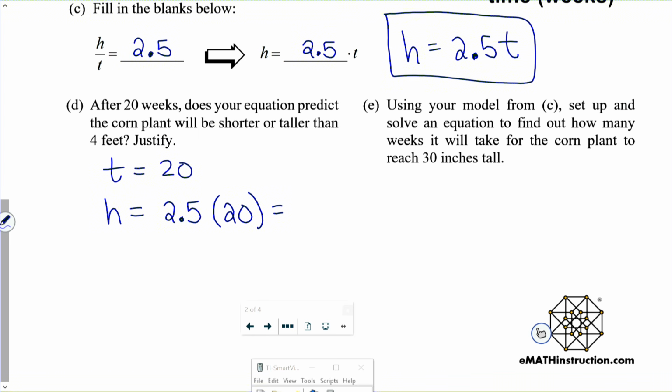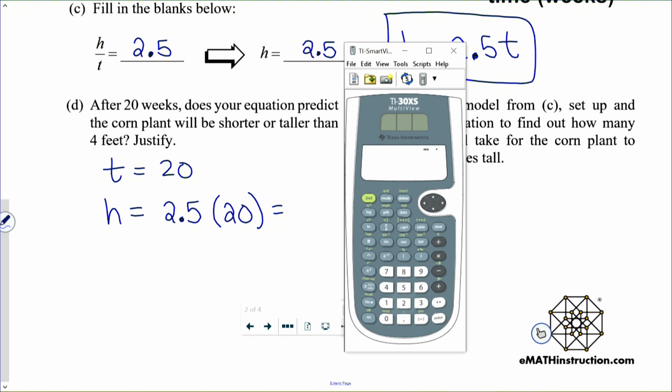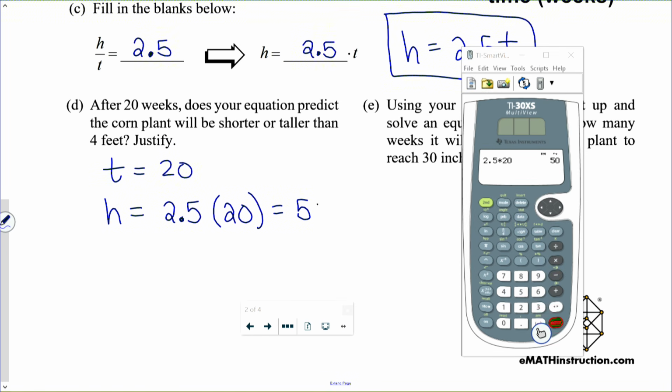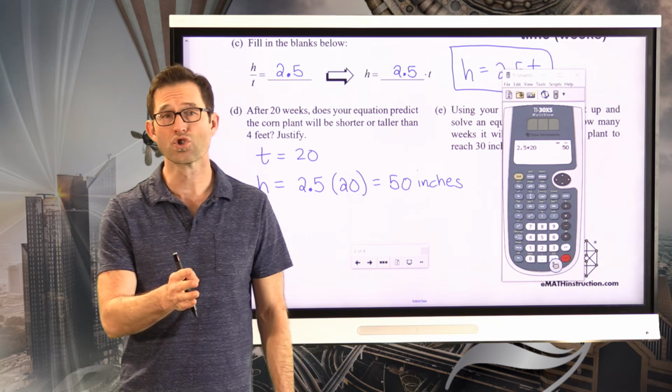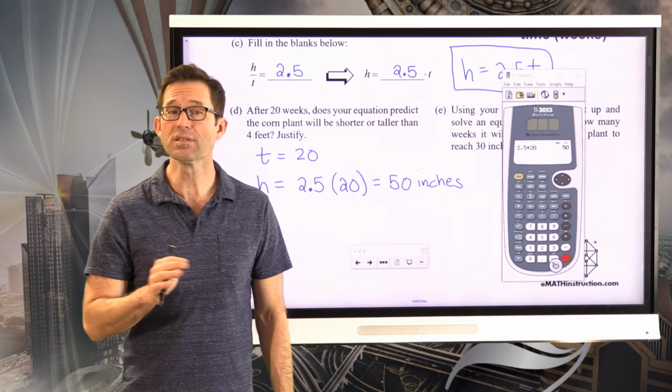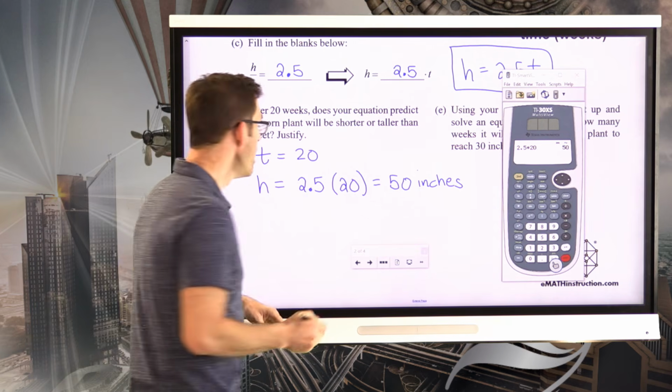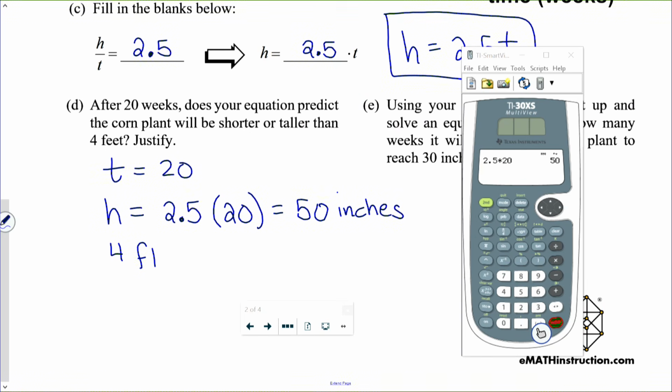All right, if I use my calculator to do that really quick, I can say 2.5 times 20, and that should give me 50. And it does. All right, so 50 inches. Now the only question is 50 inches taller or shorter than 4 feet? Well, that does involve a little bit of unit conversion, right? Because 50 inches compared to 4 feet. Well, one thing I could do is I could take 4 feet and I could multiply it by a ratio, which is 12 inches per 1 foot. Notice how conveniently those cancel, and that gives me 48 inches.